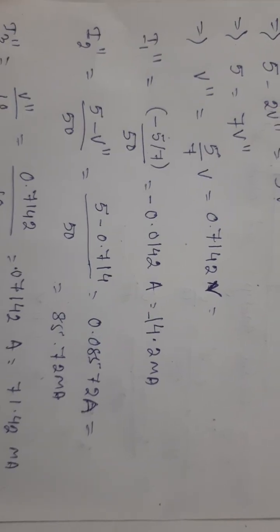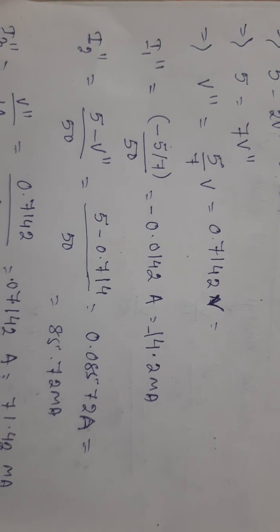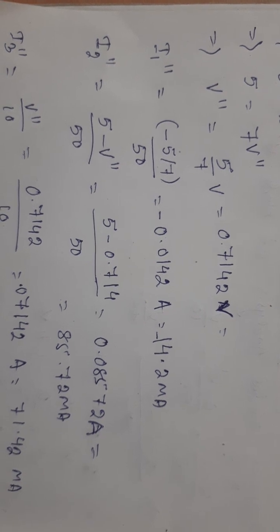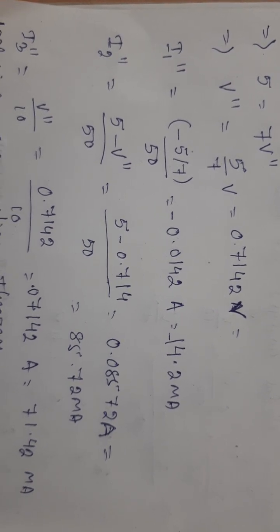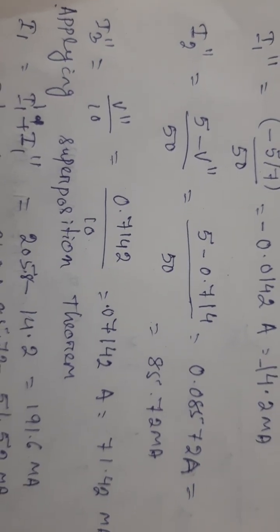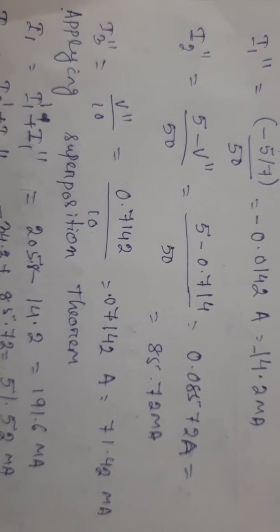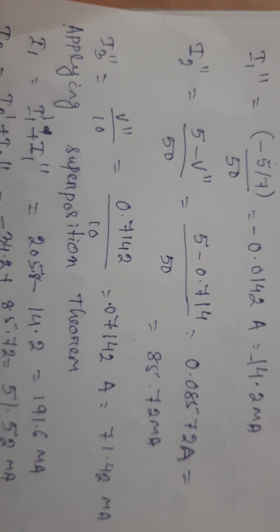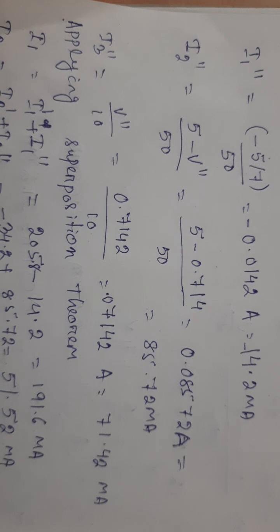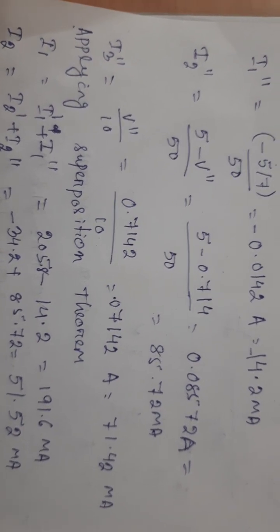So I1 double dash is equal to (0 minus V double dash) by 50, that is minus 5 by 7 divided by 50, that is minus 14.2 milliampere. I2 double dash is (5 minus V double dash) by 50, so the resultant value we get is 85.72 milliampere. And I3 double dash is V double dash by 10, that is 0.7142 by 10, which is 71.42 milliampere.